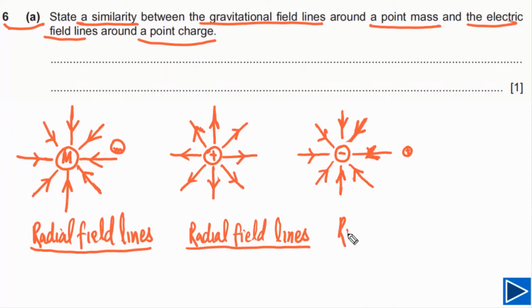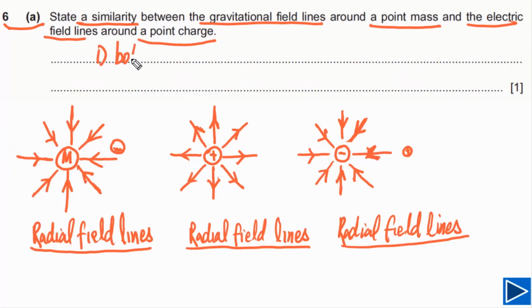So this field is also radial, or we can say the field lines are along the radius, so radial field lines. If you look at the similarity, you can see point charge and point mass both have radial field lines. So simply we can say radial field lines. This is one similarity. We just need to write down one. If you write down one, you will get 1 mark.